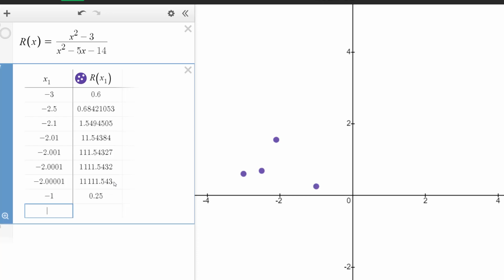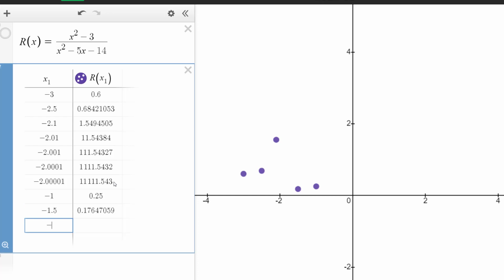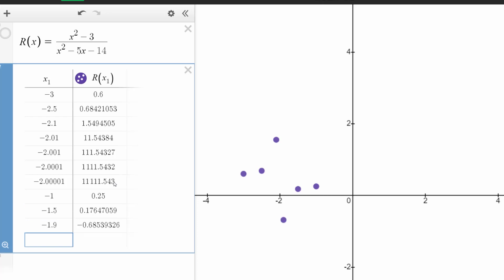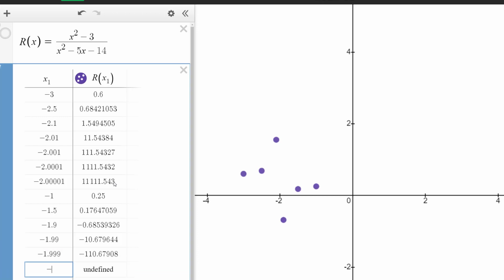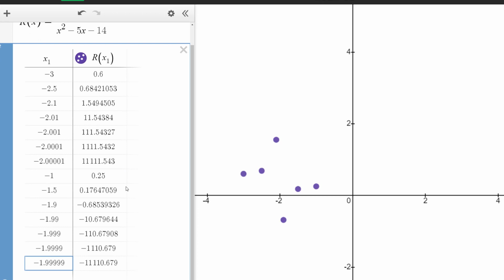Or something closer to -2 would be -1.5, right? That's closer to -2. How about -1.9? That's really close to -2. Or -1.99, or -1.999, or -1.9999. And I'm going to do one more, even though it's off the screen. I'll just scroll the screen a little bit. You can see those numbers are actually approaching -infinity.